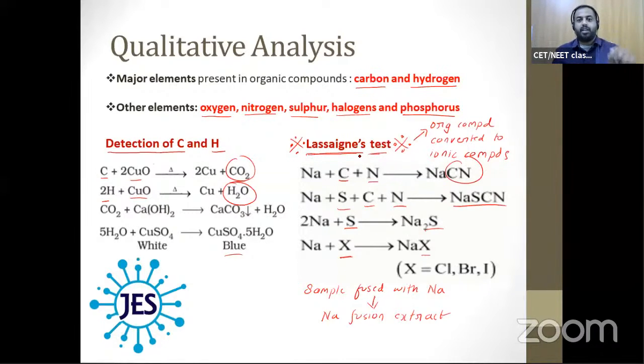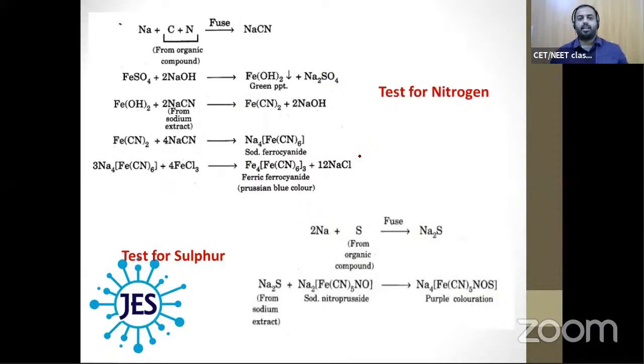Now let's see what the reactions are. Which are those reactions which detect cyanide ion, hence prove the existence of nitrogen? What are those reactions which detect thiocyanate ion, proving the existence of both nitrogen and sulfur? What are the reactions used for sulfur and halogen? We'll see all that. Next. Important. First, test for nitrogen.